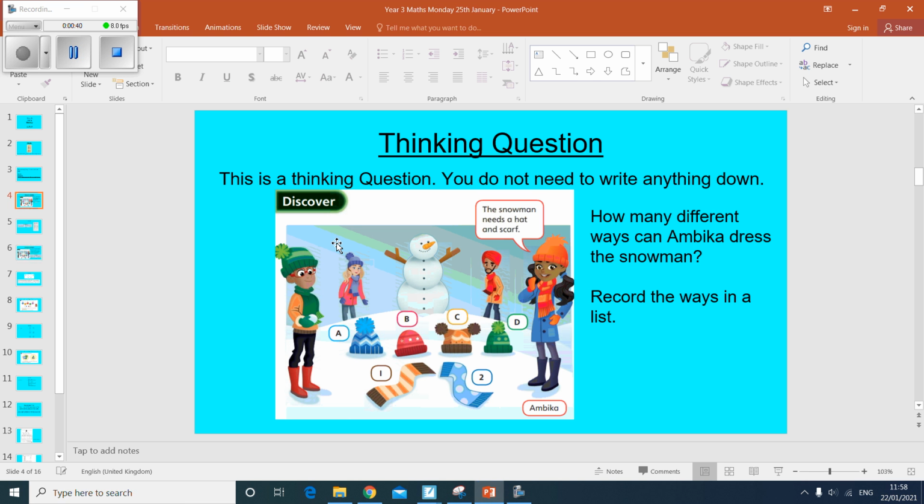So we see a picture with some hats and some scarves. We've got 4 hats and 2 scarves. And what I want to know is how many different ways can Ambika dress the snowman? And I just want you to list the ways that they can be dressed up. For example, we could take hat A with scarf 1, hat A with scarf 2. Pause the video while you have a go, and then we'll look through the answers.